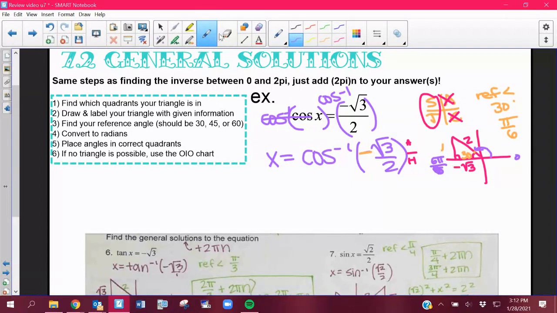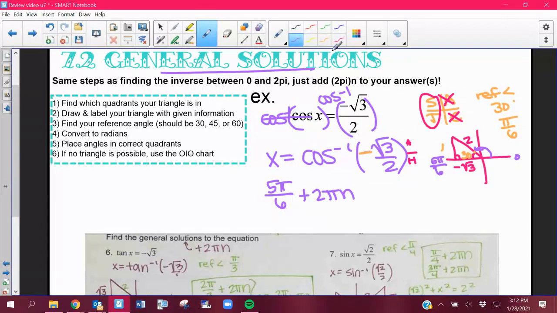That's a 6. I'm going to erase that because it's going to bother me a little bit. Okay, so 6 pi/6, and this guy's going to be 1 away going up. So I'm going to have 5 pi/6 as my first solution. But again, I want the general solution, so I'm just going to write plus 2 pi n.